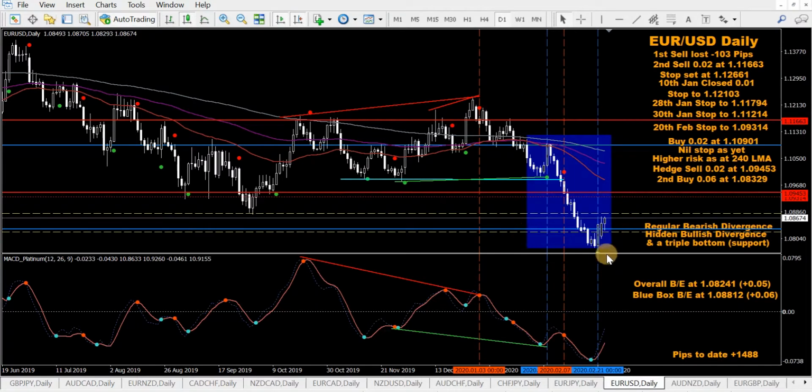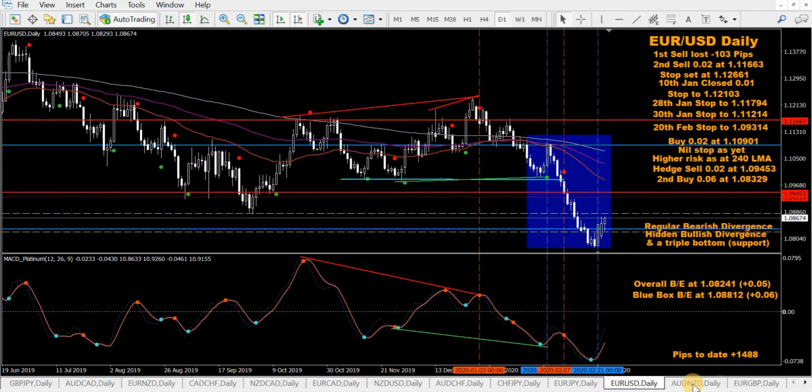So if I close all four of those trades, I'll be in profit. This yellow dashed line here is just for the blue box overall break-even. So I'm looking to push through that. And in the meantime, the MACD Platinum's still below the zero level, so I'm pushing that up towards the zero level. That's when I'll consider taking some action. So at the moment I can close all of them, I'll be in profit, which would be good.